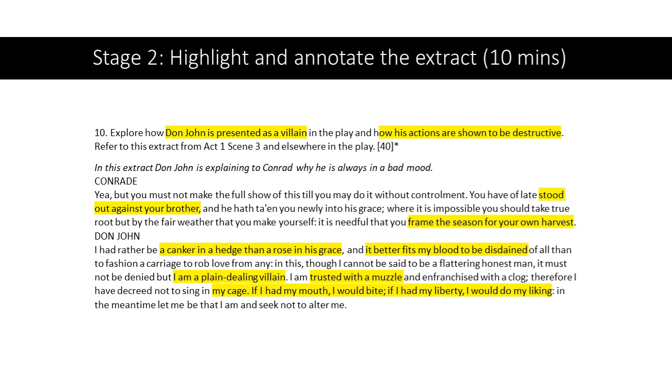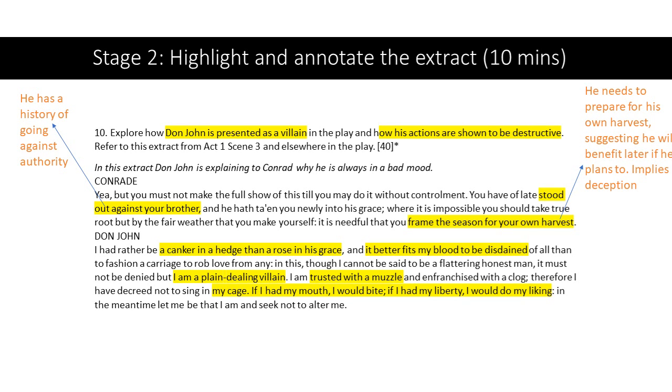So these are some things you may have picked out. "Stood out against your brother." He has a history of going against authority. "Frame the season for your own harvest." He needs to prepare for his own harvest, suggesting he will benefit later if he plans to.